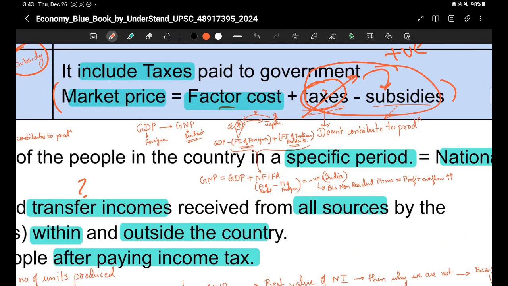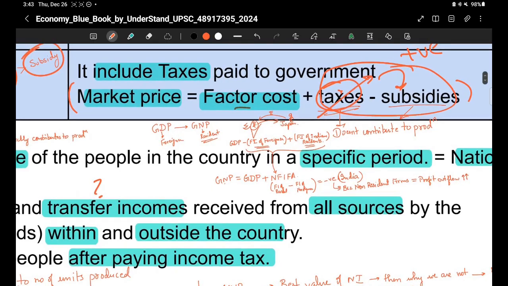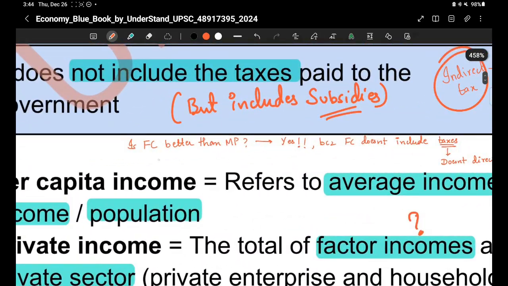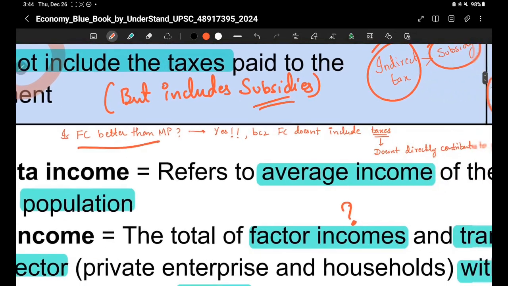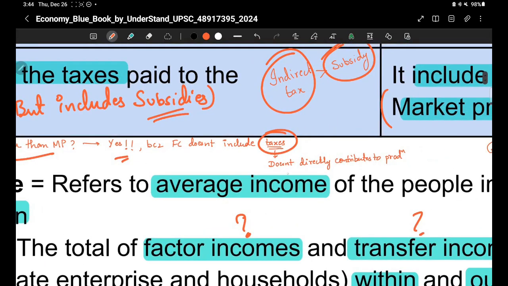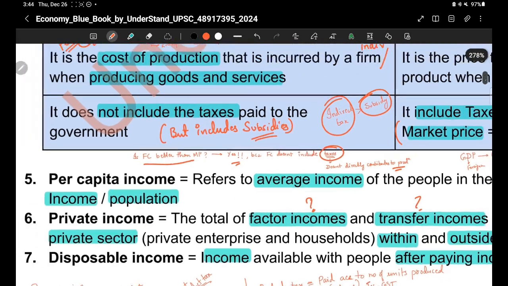Okay, now let's discuss, is the factor cost better than market price? Answer is yes. I already told you this, because it doesn't include taxes. Taxes don't directly contribute to production. Simply it is being levied on them.